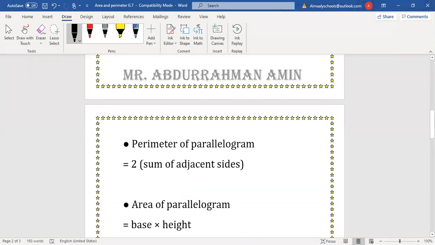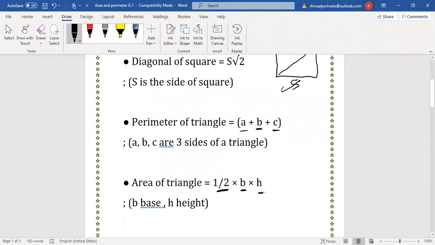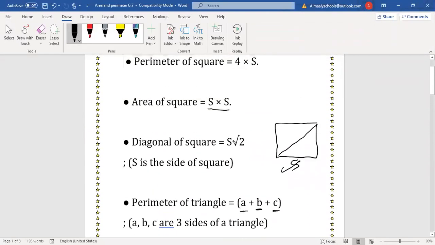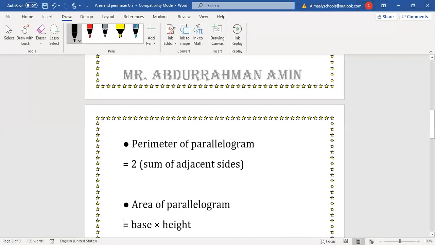We studied square and triangle yesterday, and also the rectangle. The area of the rectangle equals length multiply width, and the perimeter of the rectangle equals length plus width, all multiply by 2.